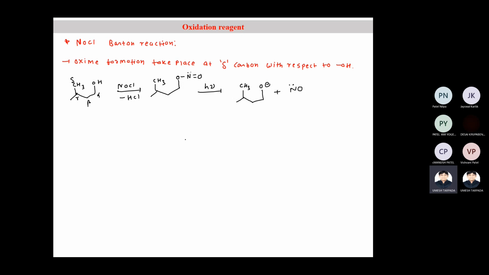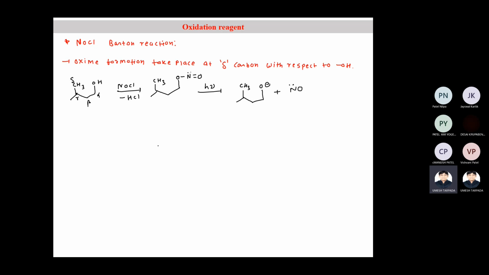See, Barton reaction is nothing but a photochemical cleavage of the oxygen nitrogen bond. The oxygen nitrogen bond undergoes photolytic cleavage, and as a result you are getting a product which has oxygen with, say, a negative charge, and the lone pair of electrons remains with the nitroso group. So the nitroso part remains and goes outside the molecule. So this takes place.